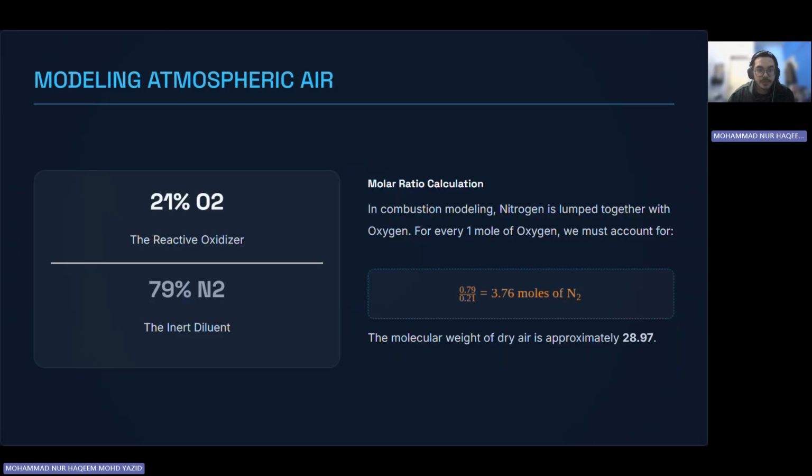Modeling the atmospheric air, there's about 21% oxygen in our atmosphere, and nitrogen dominates at 79%. For the molar ratio calculation in combustion modeling, nitrogen is lumped together with oxygen. For every 1 mole of oxygen, we must account for 3.76 moles of N2. The molecular weight of dry air is approximately 28.97.